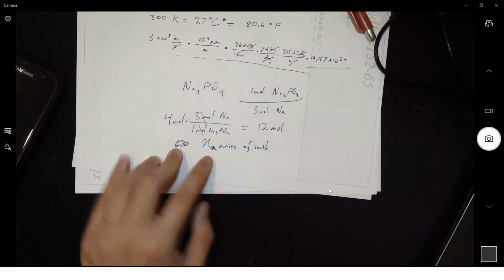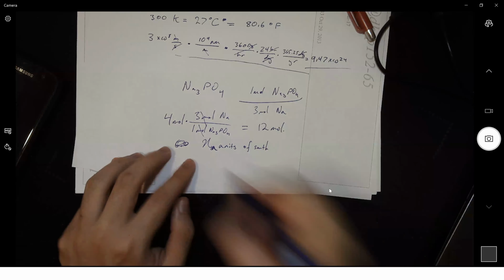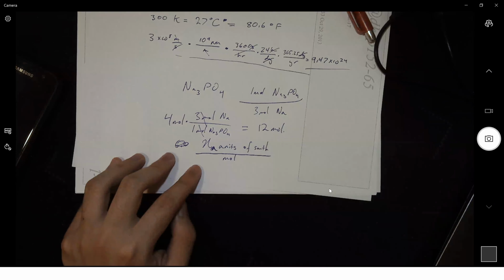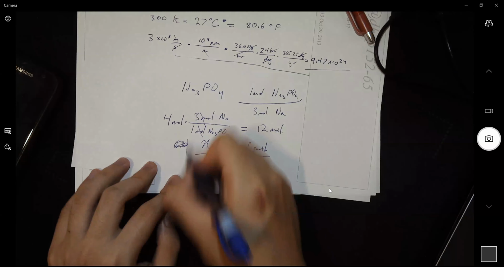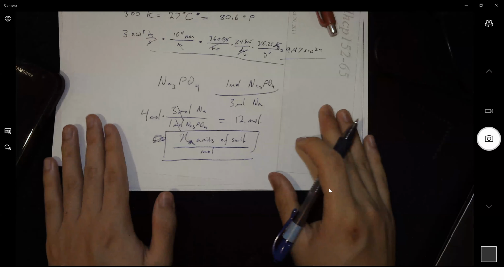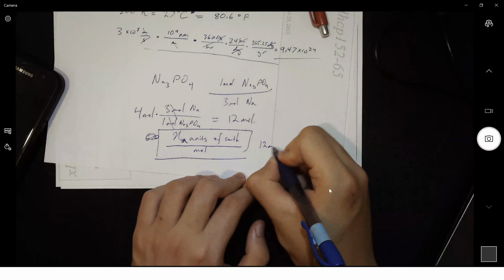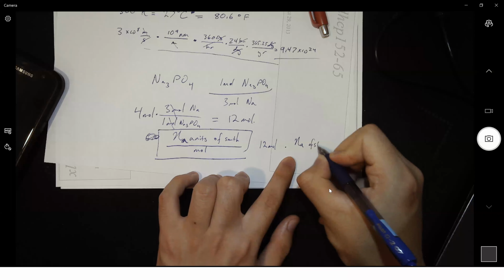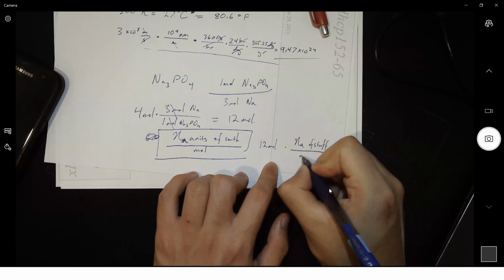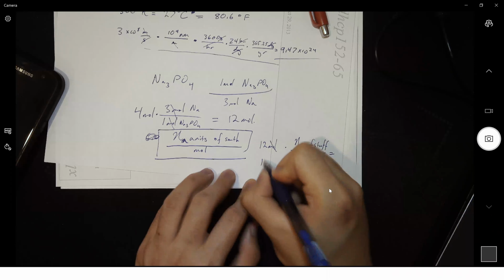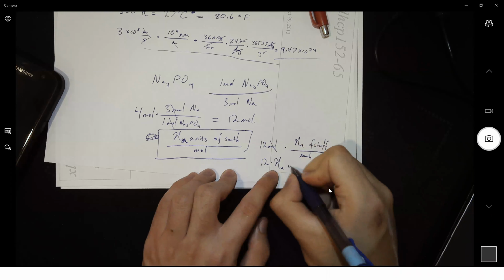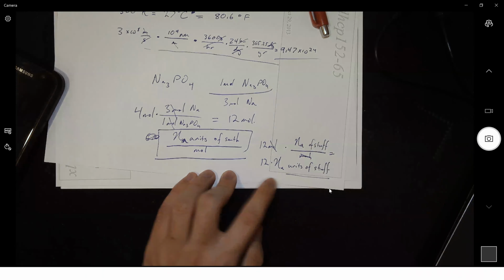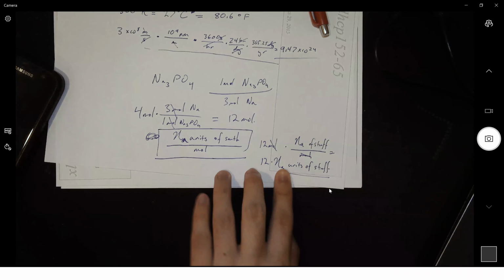So we have Avogadro's number, units of something per mole. Right? So if we have 12 moles, this is an important definition that you should know. If we have 12 moles, we simply multiply by this conversion ratio, divided by mole. In this case, the units of stuff is atoms of sodium. Okay?